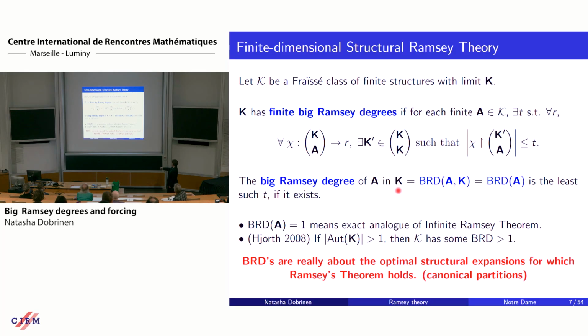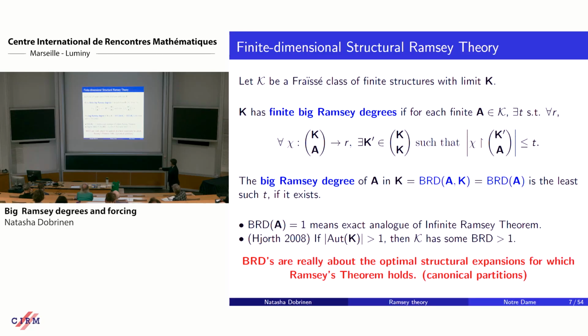And if we say that the Big Ramsey degree of A equals 1, that means we have a direct or exact analog of Ramsey's theorem. And we know for a fact that most of the time this is not going to be the case. And then the question is, can you find bounds? What are those bounds? Can you characterize those bounds, and why do they exist?